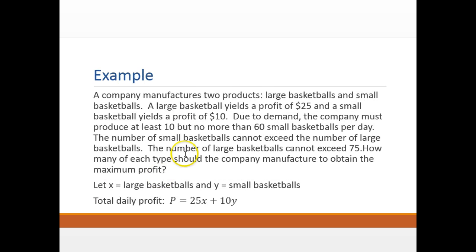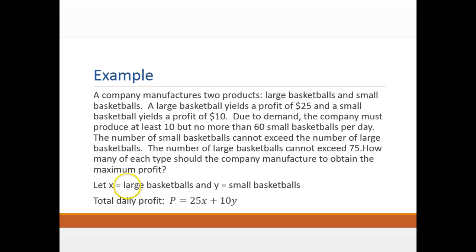Let's look at an example. This is a very simple one. A company manufactures two products, large basketballs and small basketballs. A large basketball yields a profit of $25, and a small basketball yields a profit of $10. Due to demand, the company must produce at least 10, but no more than 60 small basketballs per day. The number of small basketballs cannot exceed the number of large basketballs. The number of large basketballs cannot exceed 75. How many of each type should the company produce to obtain the maximum profit?